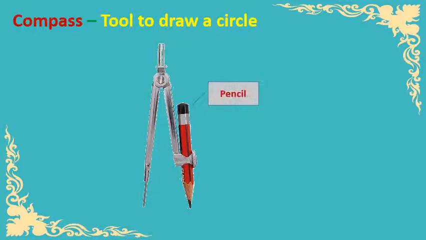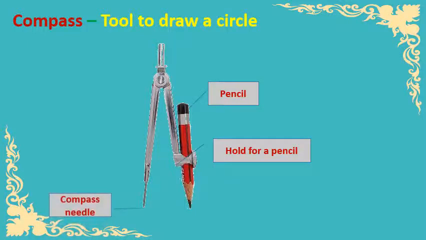See, this is a pencil, you know. Correct? The pencil should be a sharpened one. And see here, a screw is there that helps us to hold the pencil. We have to insert the pencil in that hole, and we can adjust the screw. And one thing you remember, here you also see the compass needle, a steel needle.